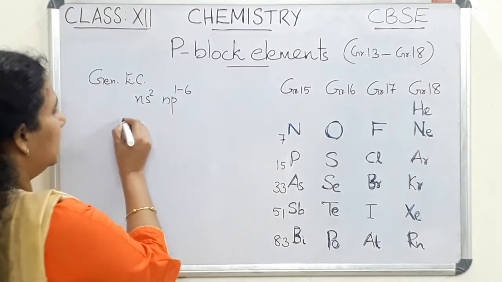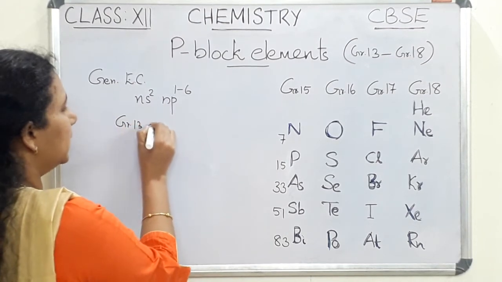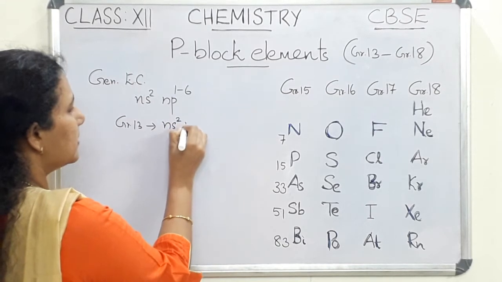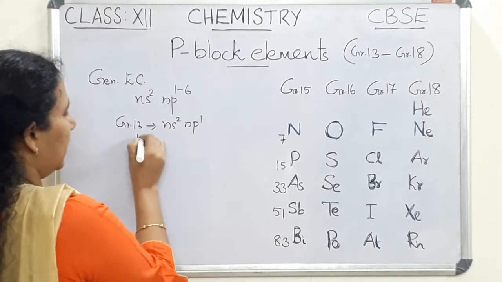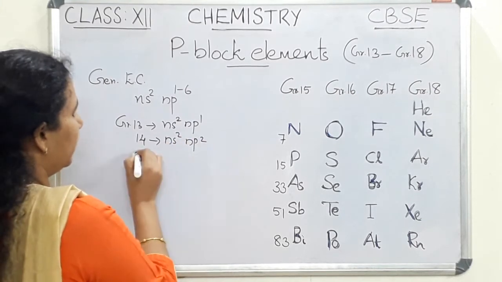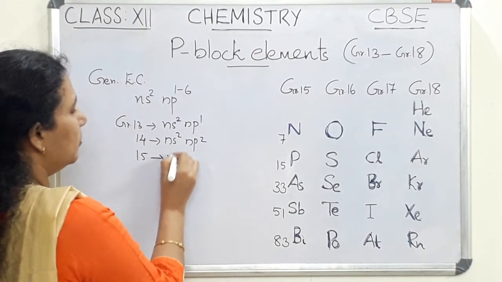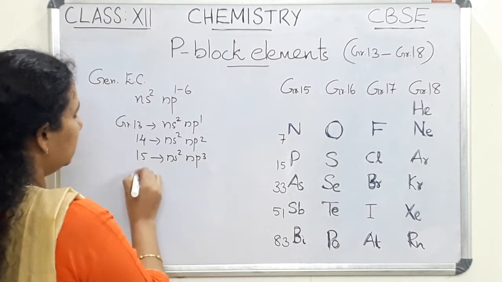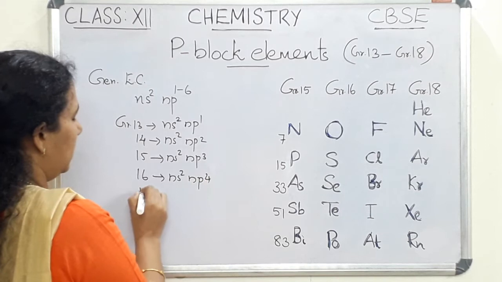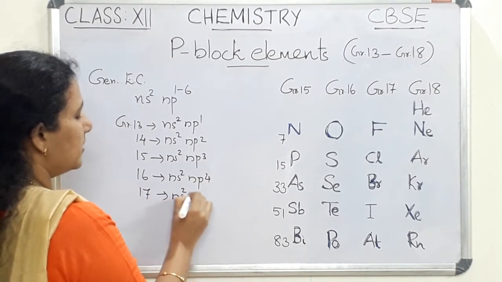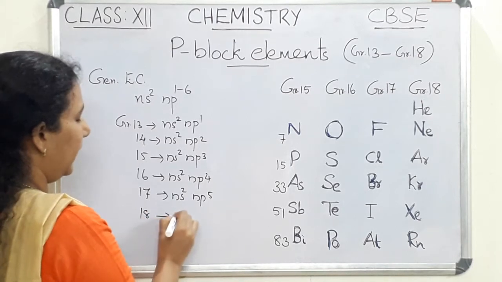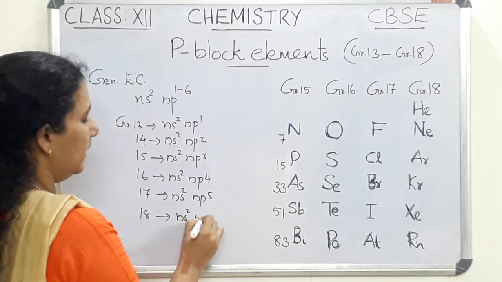അതായത് ഗ്രൂപ്പ് 13 ആണെങ്കിൽ, if it is group 13, the general outer shell configuration will be NS2 NP1. If it is 14, it will be NS2 NP2. 15, NS2 NP3. 16, NS2 NP4. 17, NS2 NP5. For group 18, NS2 NP6.